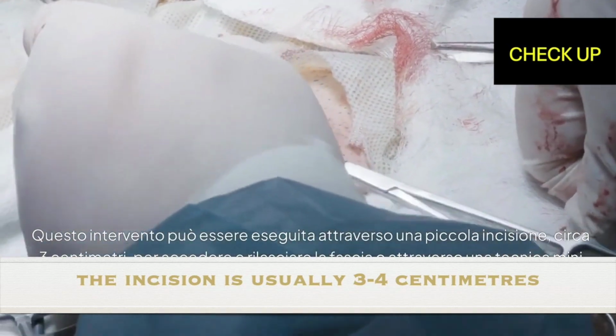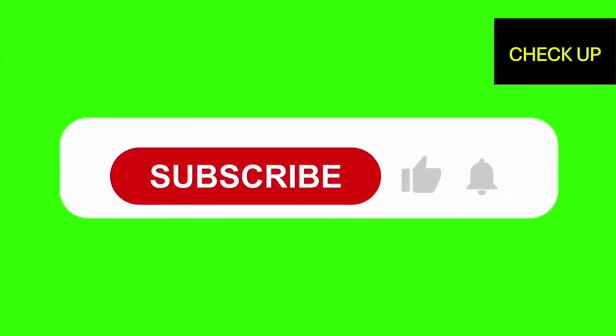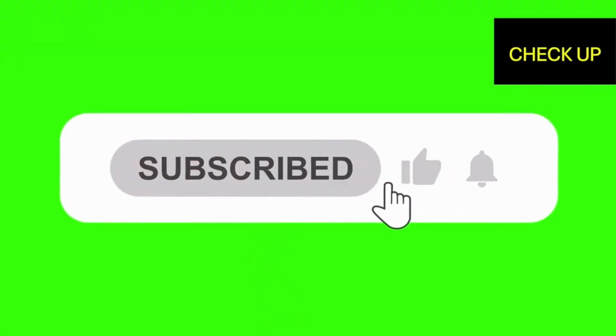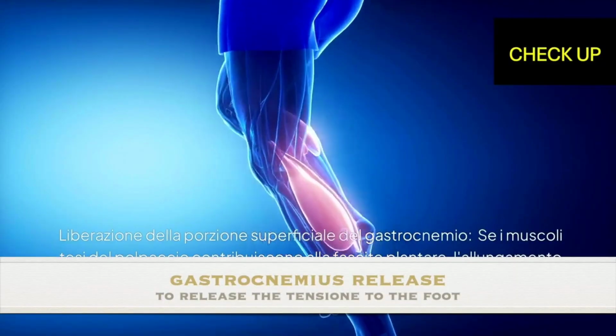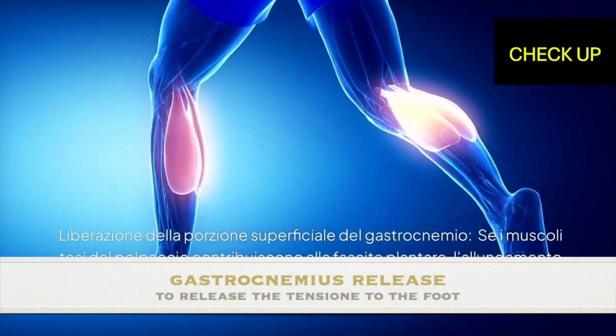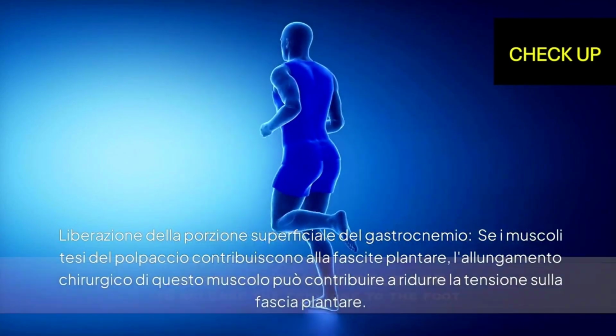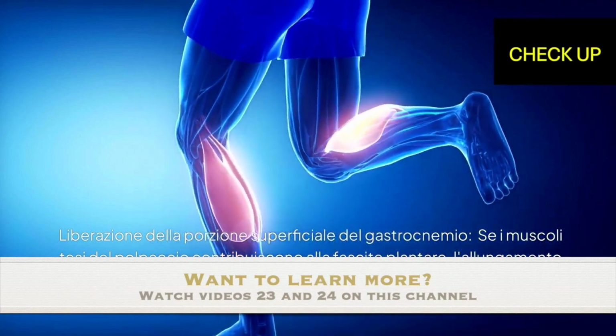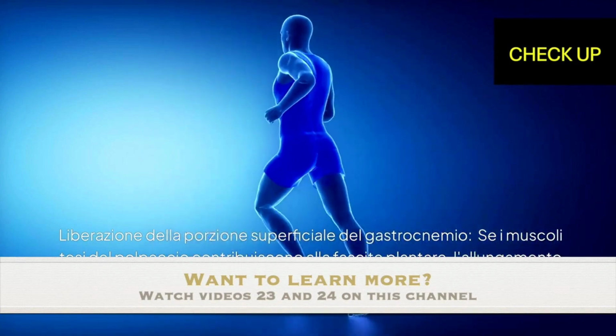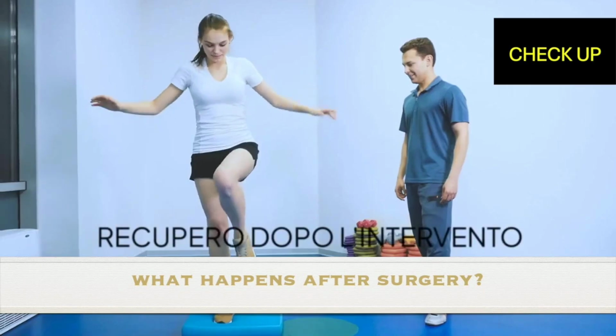This procedure can be performed through an incision of approximately 3 centimeters to access and release the fascia. The procedure can also be performed using a minimally invasive technique, which uses smaller incisions and a camera to release the plantar fascia. Release of the superficial portion of the gastrocnemius. If tight calf muscles contribute to plantar fasciitis, surgical lengthening of this muscle can help reduce tension on the plantar fascia. What can I expect after surgery?